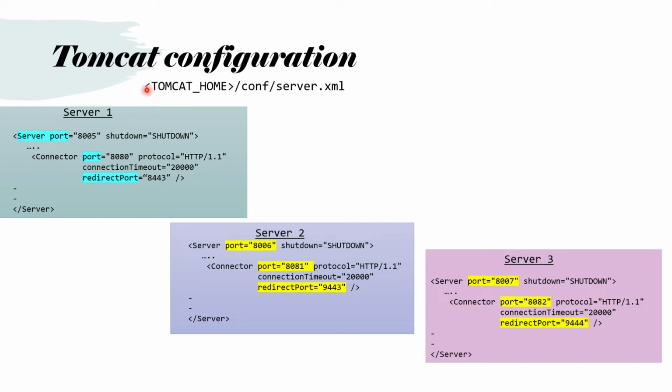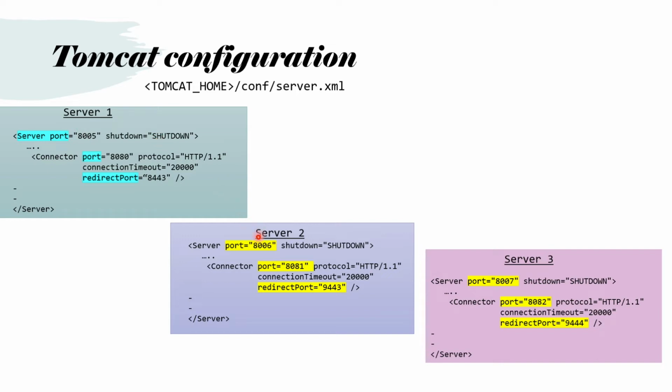So, where do we have to configure? First of all, we have to go to Tomcat home, then /conf and server.xml. As I mentioned, we are going to cover 3 servers: server 1, server 2, server 3. Server 1 is the default configuration. I'm not changing it, so I'm highlighting the points I'm going to change: server port, connector port, redirect port. The defaults are 8080, 8443, and 8005 is the shutdown port.